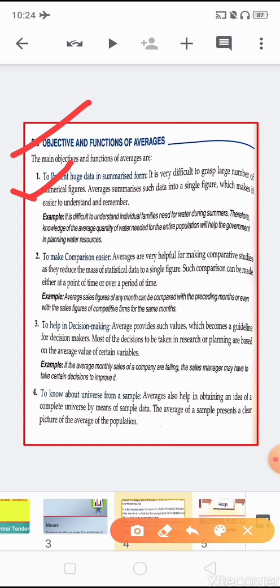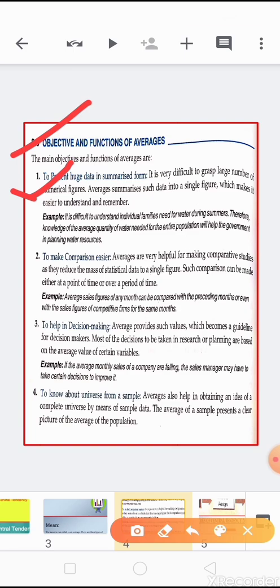Children, because of an average, it becomes very helpful for making comparative studies, as it reduces the mass of the statistical data to a single figure. Such comparisons can be made either at a point of time or over a period of time. So, children, basically, averages help in making comparisons, as I just said, between different sets of data.